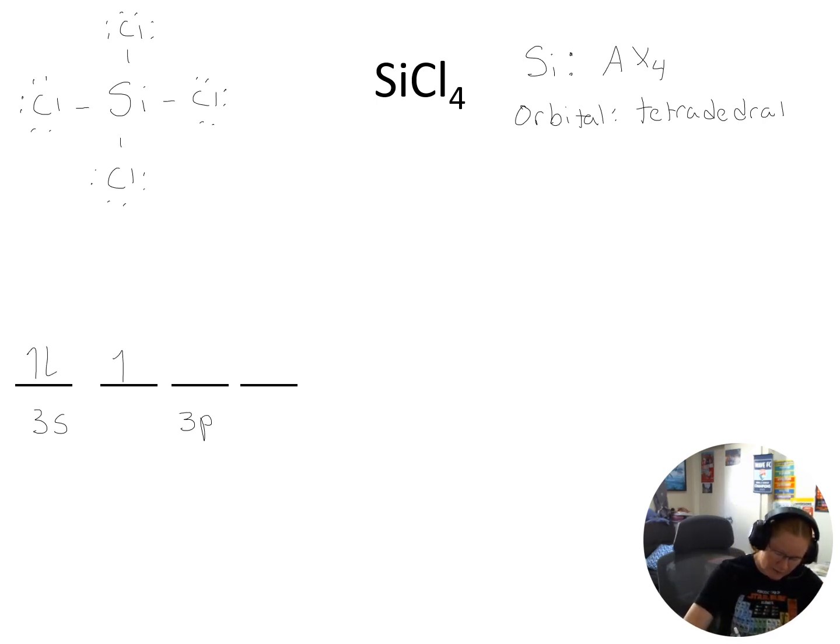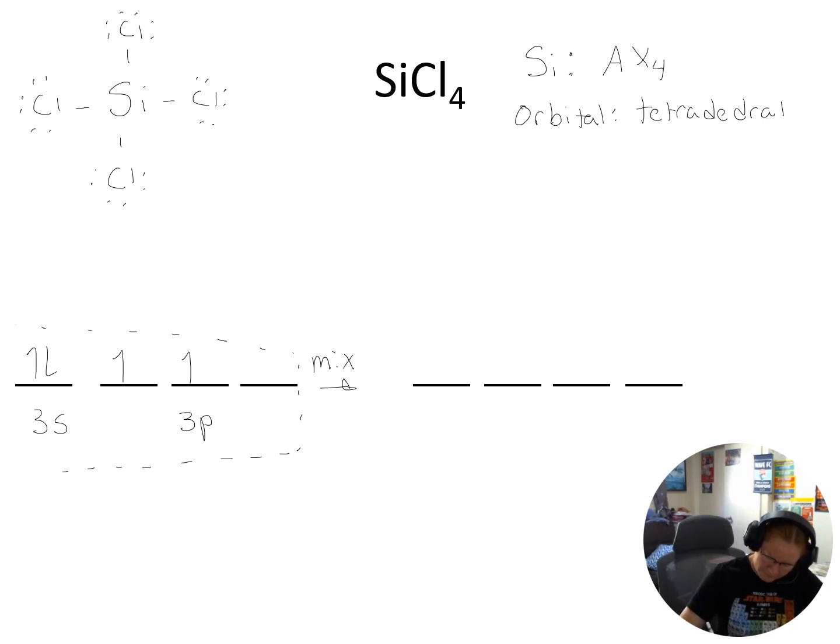So I have 4 valence electrons. It'll look like that. And I need 4 places to put things. So we'll take all 4 of those. We'll mix. And we'll get our sp3. So I have 1, 2, 3, 4. Everything's a single bond. And so this is all bonding.